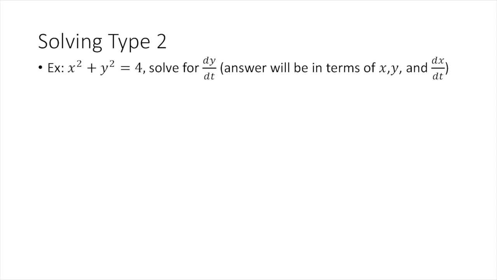Now let's take a look at type 2. We're given x squared plus y squared equals 4. We want to solve for dy over dt. So the answer is going to be in terms of x and y and dx over dt. So here are the rules.